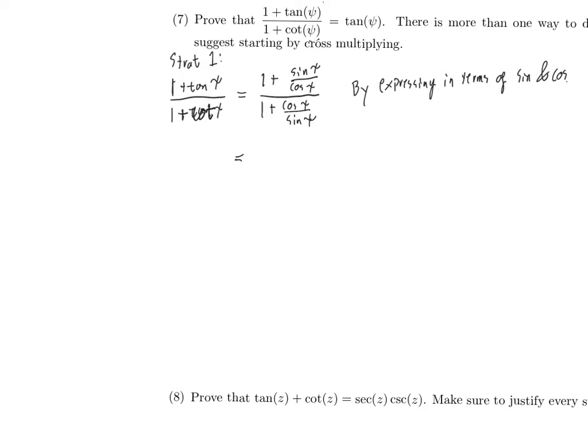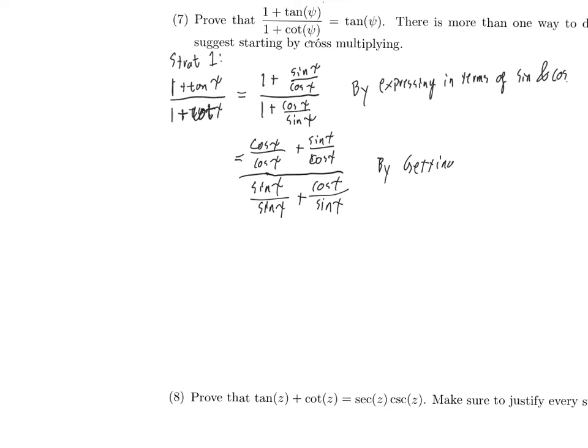So the numerator, that 1 I will write as cosine psi over cosine psi plus sine psi over cosine psi, divided by sine psi over sine psi plus cosine psi over sine psi, by getting common denominators. And there's an obvious step that should always follow the step where you get common denominators, and that's adding fractions.